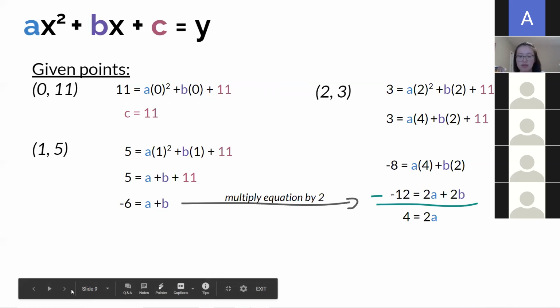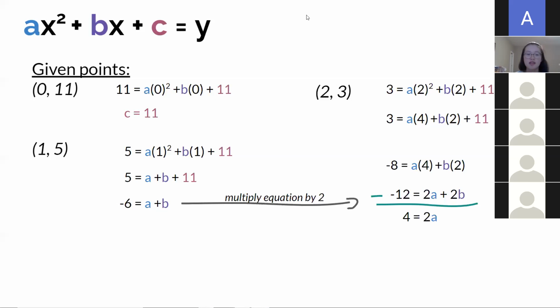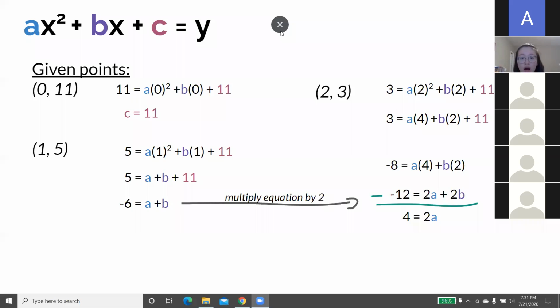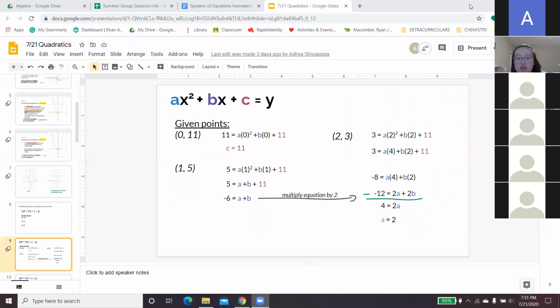Does anybody else have questions? Also, a way to double check your answer is to use Desmos. I don't know if all of you have used Desmos before, but let's just try it.